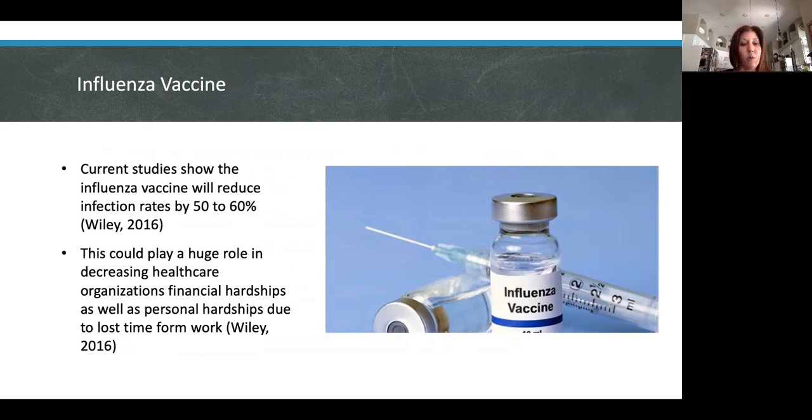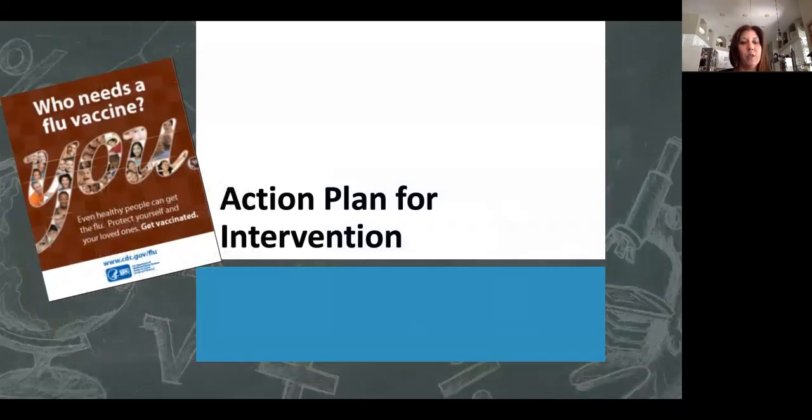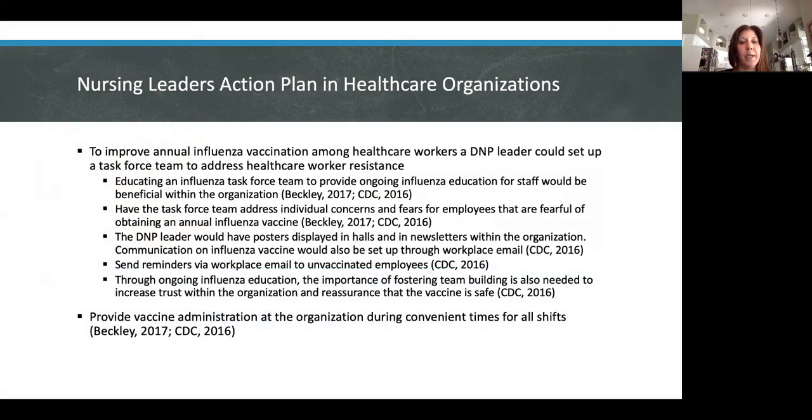And this can play a role in why healthcare organizations have a lot of financial hardships, because if you have 50% of your staff going off because of illness, then it's lost money for them. It's lost for the hospital. They may have to call in registry or traveling nurses. I mean, it's a snowballing effect financially. So I talked about my intervention, which is definitely increasing those rates of vaccination among healthcare workers, all healthcare workers. But the key is how are we going to do that?